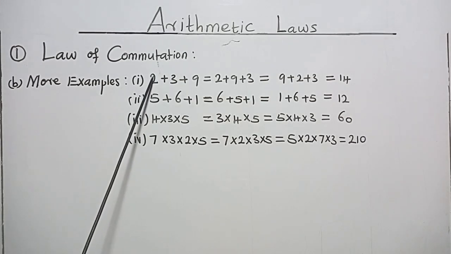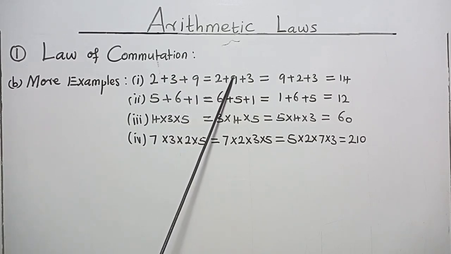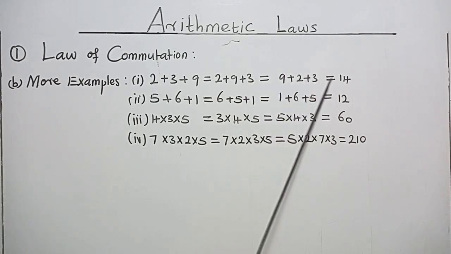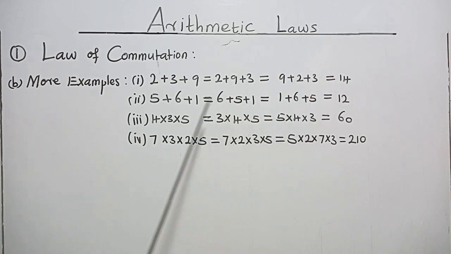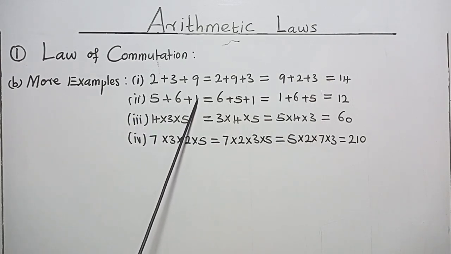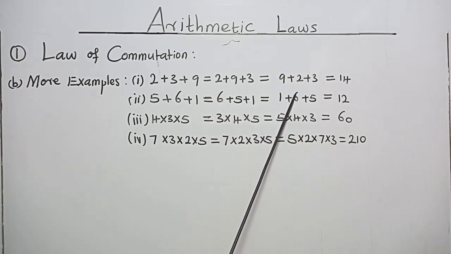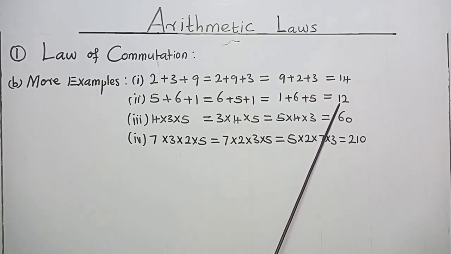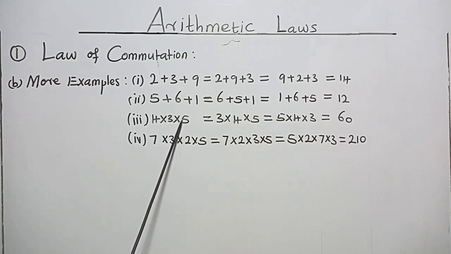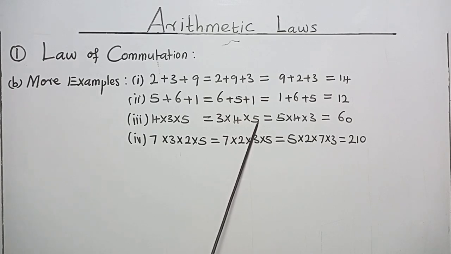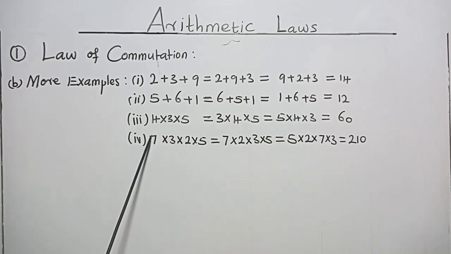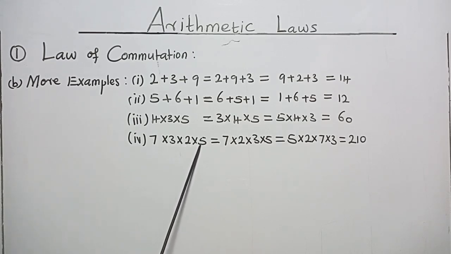The first is this: 2 plus 3 plus 9 is the same thing as 2 plus 9 plus 3, the same thing as 9 plus 2 plus 3, and the answer in each case is equal to 14. Second, 5 plus 6 plus 1 is the same thing as 6 plus 5 plus 1, the same thing as 1 plus 6 plus 5, which eventually will give one result, 12. Number 3, 4 times 3 times 5 is the same thing as 3 times 4 times 5, the same thing as 5 times 4 times 3, which will in the end get the same answer, 60. The fourth is 7 times 3 times 2 times 5, which is the same thing as 7 times 2 times 3 times 5, the same result as 5 times 2 times 7 times 3. The result in each case is equal to 210.